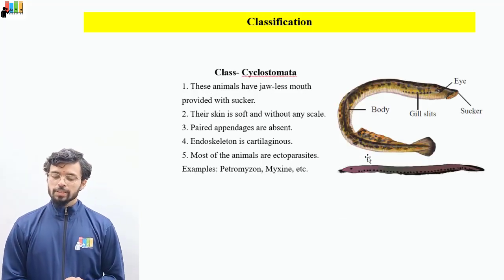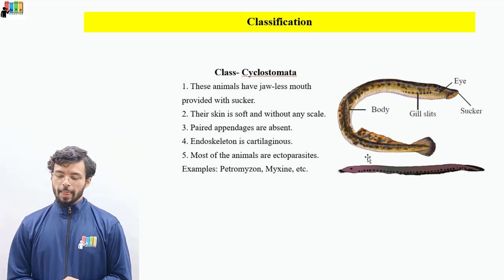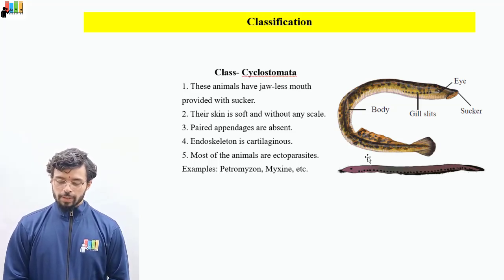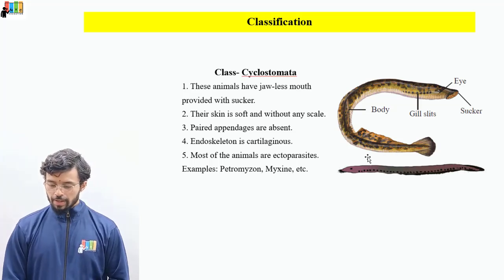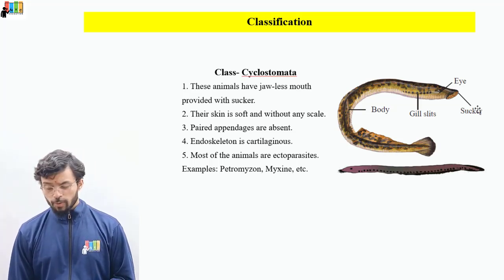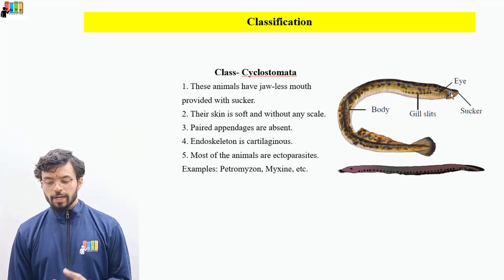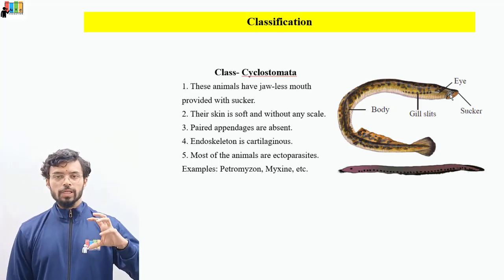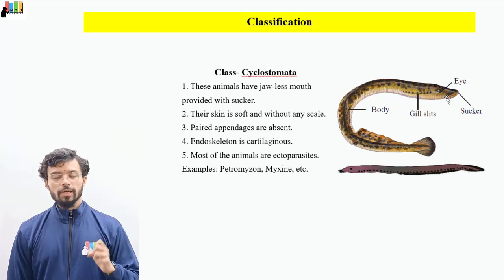So the first class of cyclostomes, examples are Petromyzon and Myxine. So here you see they have an eye, this sucker-like mouth organ, which is modified for attaching itself onto the host and also sucking in food.